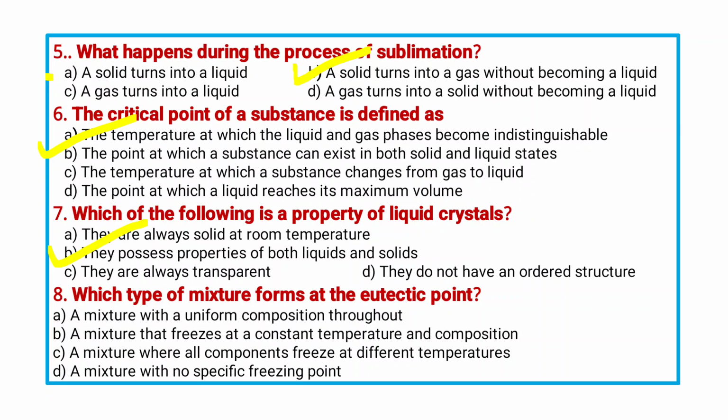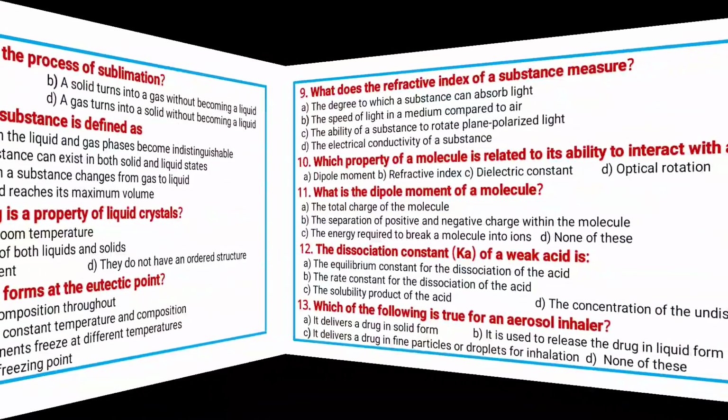Next, which type of mixture forms at eutectic points? Option A, a mixture with uniform composition throughout. Option B, a mixture that freezes at a constant temperature and composition. Option C, a mixture where all components freeze at different temperatures. Option D, a mixture with no specific freezing point. A mixture that freezes at constant temperature and composition is the correct answer.